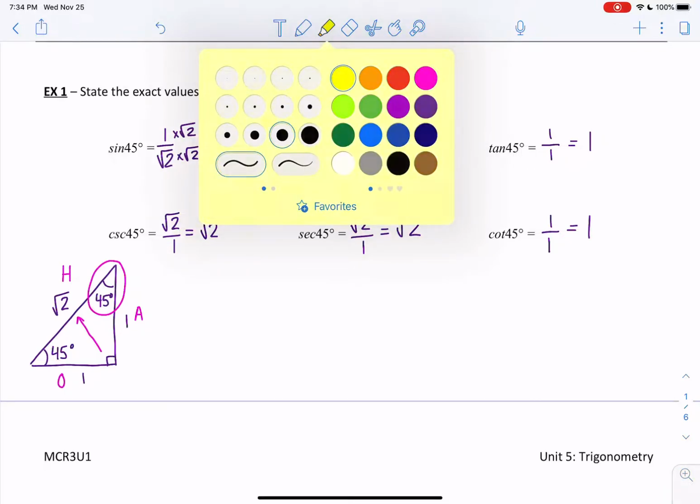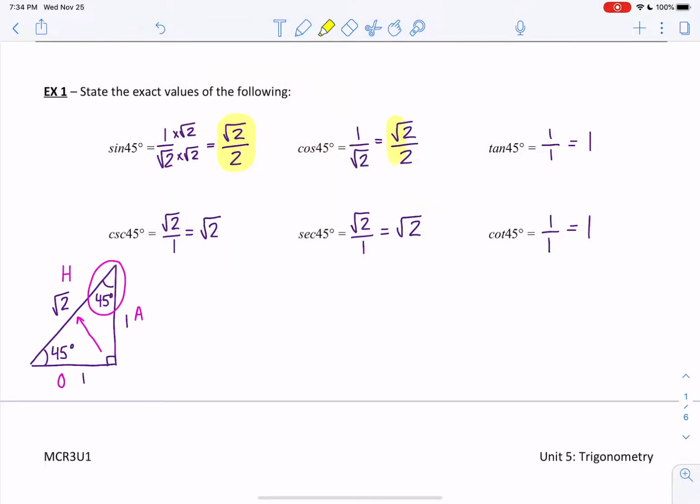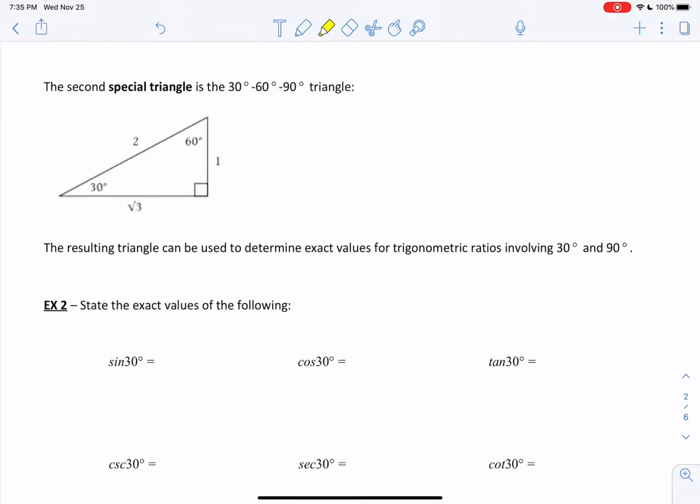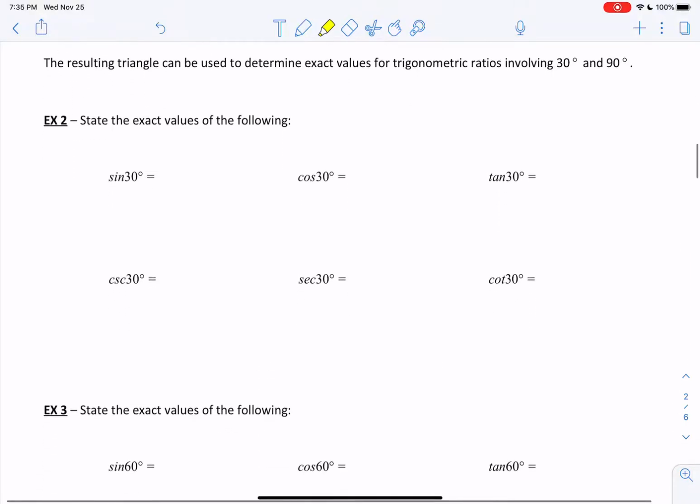Now all of these special angles are going to be your exact values anytime you're asked about tan 45, cotangent 45, etc. That's our first special triangle. We actually have two. So the second special triangle is our 30, 60, 90 triangle. And this triangle can be used to determine the exact values for 30 and 60. So we're going to do the exact same thing that we did above, but for 30 and 60.